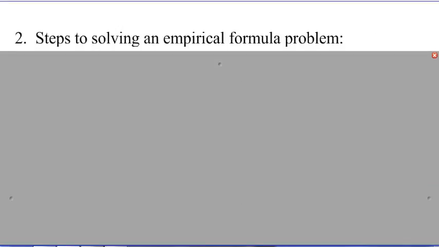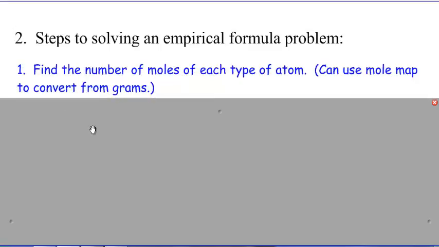There are some steps to solving an empirical formula problem. At first it's going to seem pretty complicated, but once we've worked through a few problems, it will make sense. The first thing we need to do is find the number of moles of each type of atom. You can use your mole map to convert from grams.